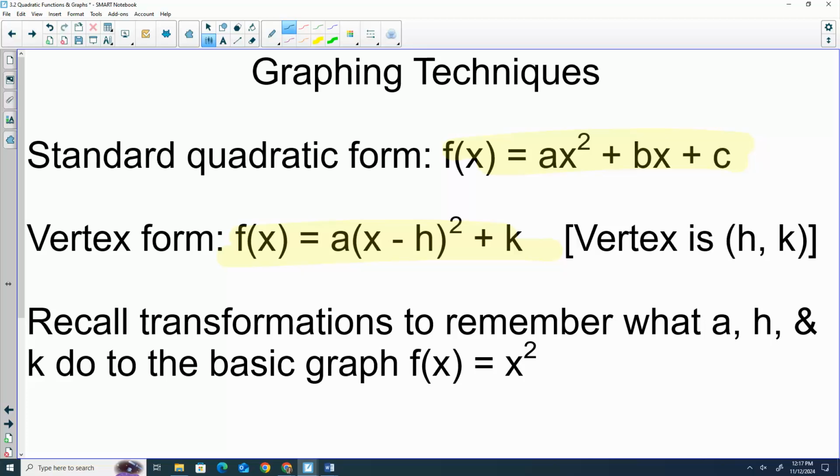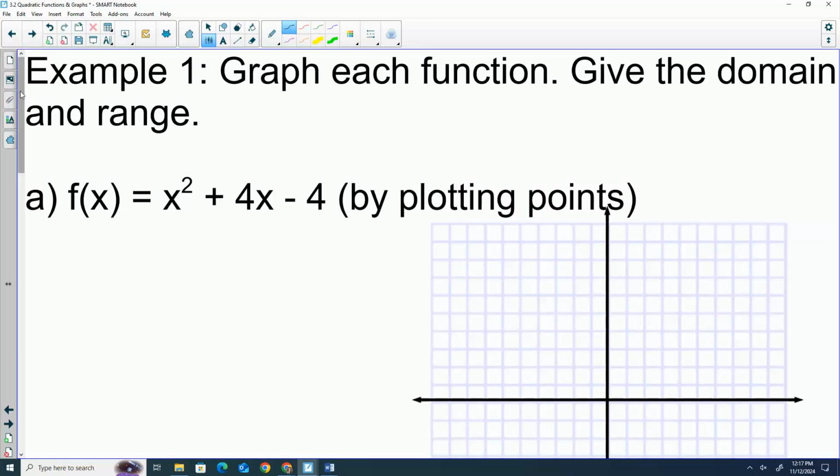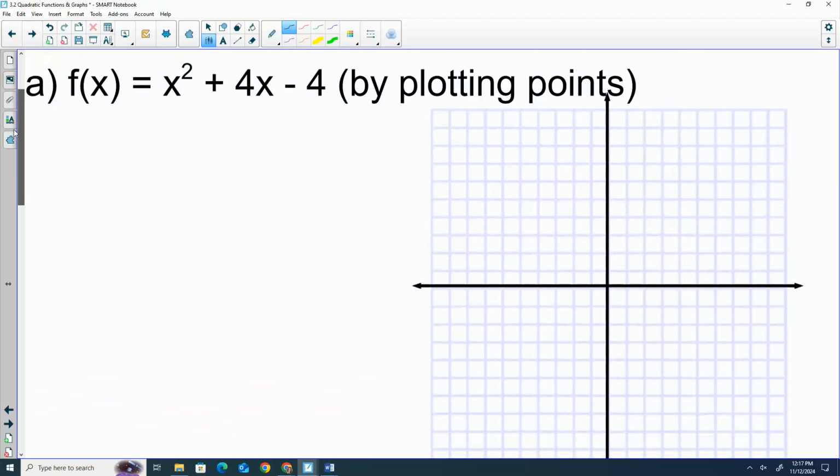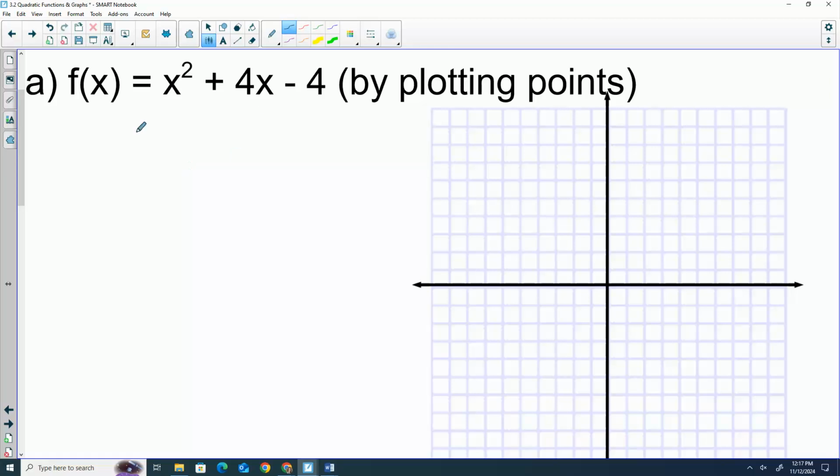So what I would like to do is graph the first few of these, and then we'll pick up there for tomorrow with our techniques. If I just give it to you in standard form, the ax squared plus bx plus c, we can't do transformations because we can't look at that and know if we're moving left, right, up, down. So for this case right now, our best bet is plotting points until we have a better option.